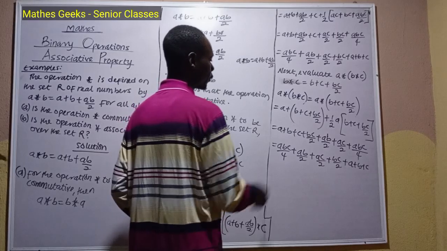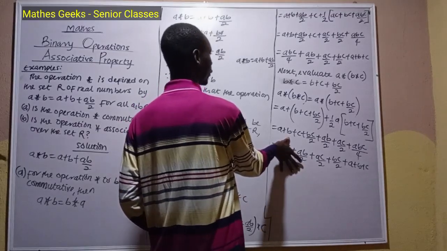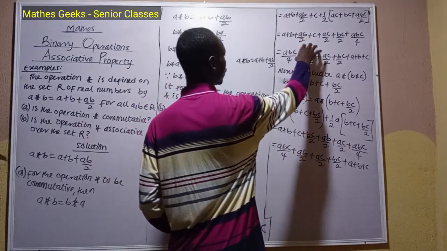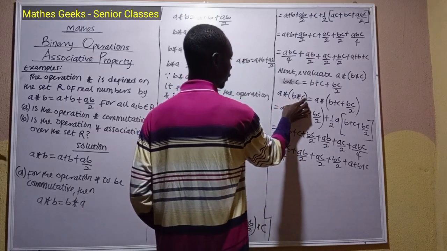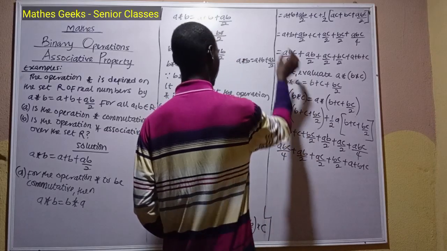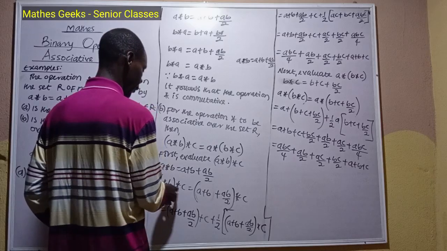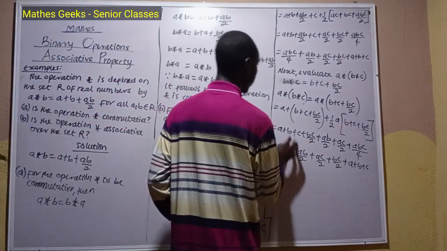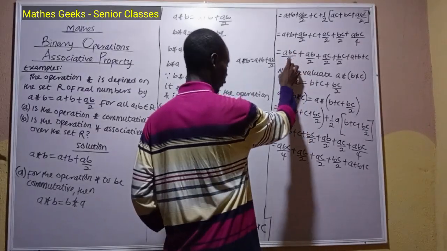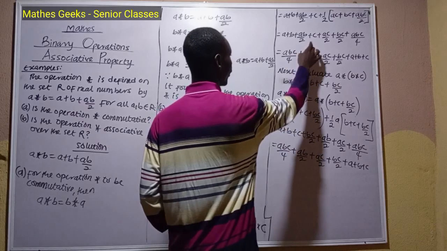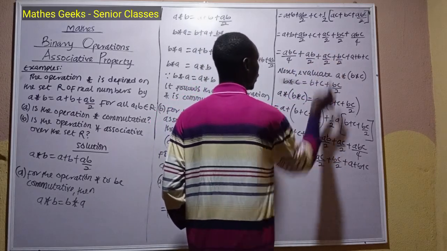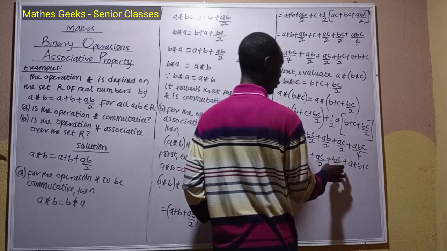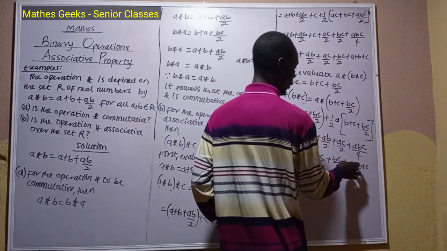So let's check. If you compare this result to the result for (A star B) star C, let's see if they are the same. ABC over 4, ABC over 4, AB over 2, AB over 2, AC over 2, AC over 2, BC over 2, BC over 2, A plus B plus C, A plus B plus C.